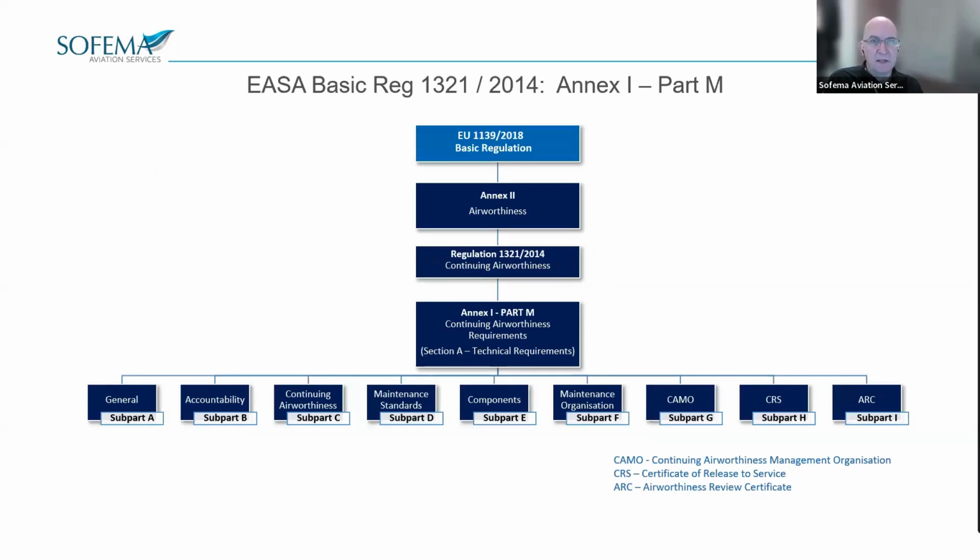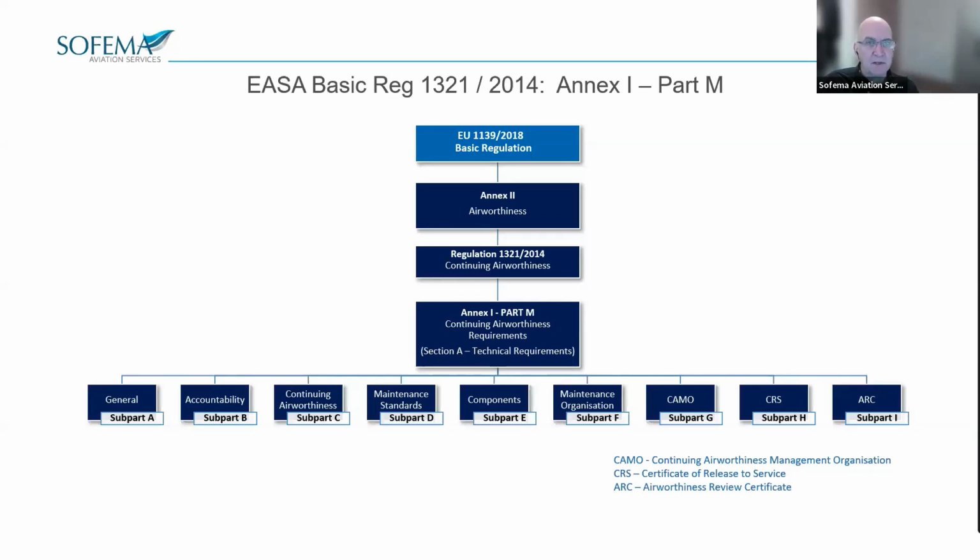Part M of the regulations covers all of the technical requirements related to ensuring that an in-service aircraft and all its components are kept to the same level of airworthiness as originally designed and certified under Part 21. There are 9 subparts to Part M as shown here.